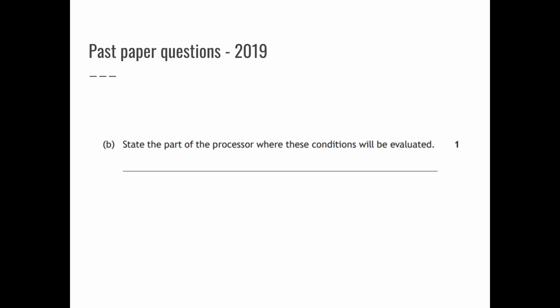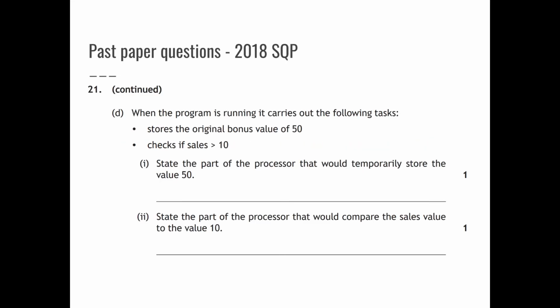Let's take a look at another question paper, 2019. Which part of the processor evaluates conditions? Again, the arithmetic logic unit. And finally, let's take a look at the specimen question paper. That's what SQP stands for. They made this in 2018. When a program's running, it carries out the following tasks. It stores a value and it checks if it's greater than 10. State the part of the processor that would temporarily store the value. Have a think about that one. And state the part of the processor that would compare the sales value to the value 10. You have a think about that, and we'll recap in the next lesson.